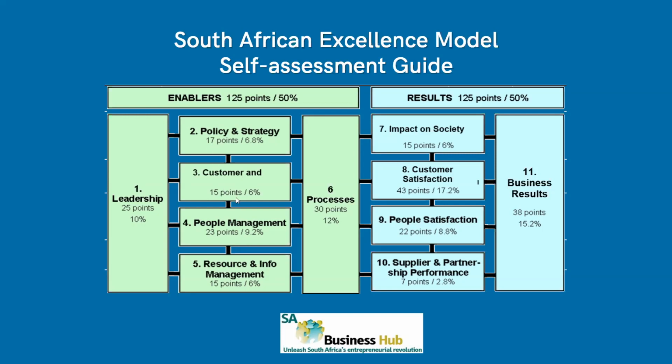As you would know by now after watching the introduction video, the Excellence Model is made up of 11 criteria, of which 6 are enablers and 5 results. Enablers count 50%, starting from our left-hand side and working the way through to results on the right-hand side, also counting 50% of the score.